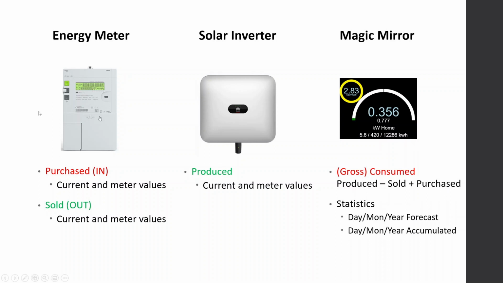And then I also want to see the consumed amount. And in this case, I actually need to calculate it, since my total consumption, my gross consumption, will be the produced minus the sold and plus the purchased kilowatts. And this I will calculate in the magic mirror. And then I also will generate statistics, both forecasts and just accumulated values for day, month, and year. So these are my values, and then I want to show this in a good way.